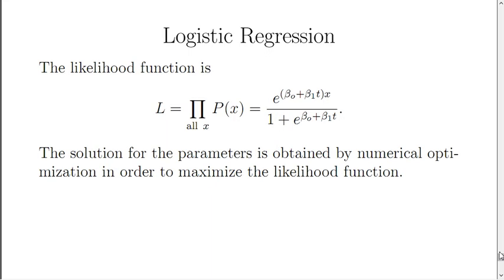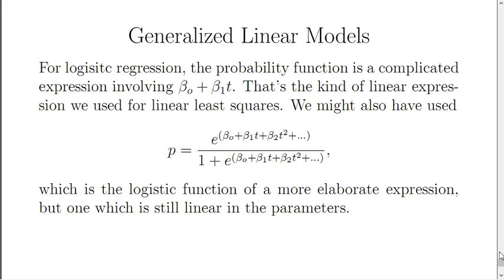The likelihood function is the product over all of the values of the probability functions for the individual results. And the solution for the parameters is obtained by numerical optimization in order to maximize the likelihood function. For logistic regression, the probability function is a complicated expression involving exponentiation of beta naught plus beta 1t. That's the kind of linear expression we used for linear least squares.